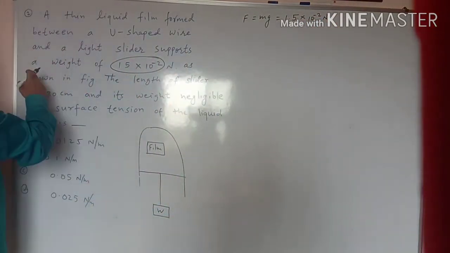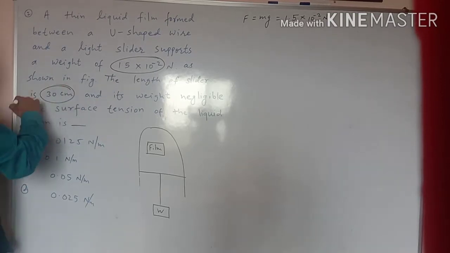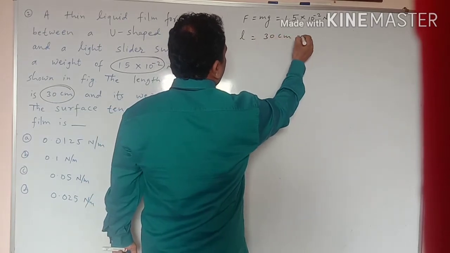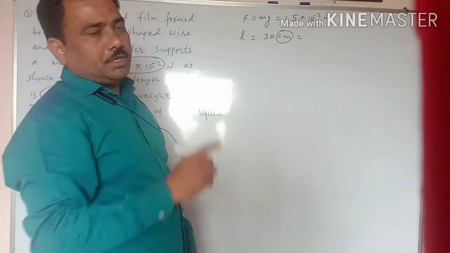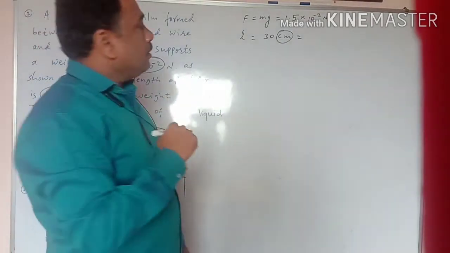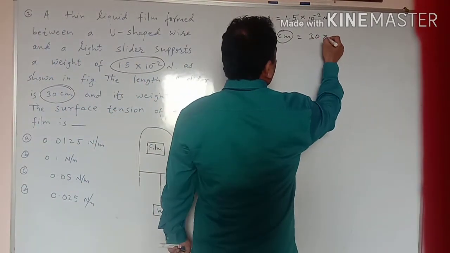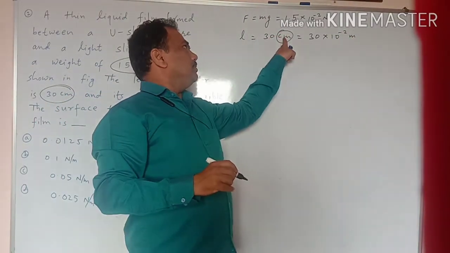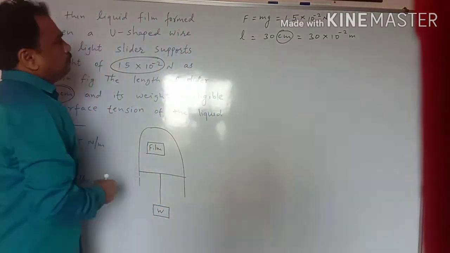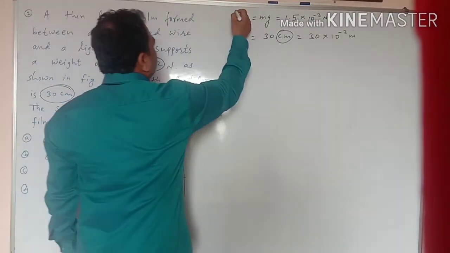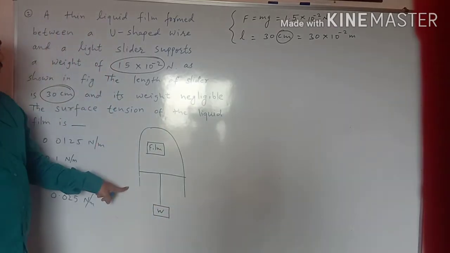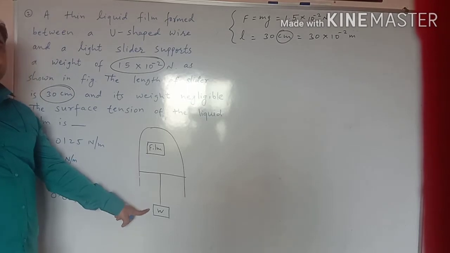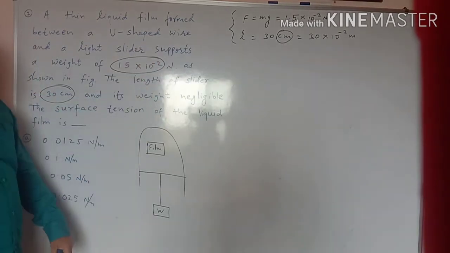Then as shown in figure, the length of slider is given. So length of slider is 30 centimeter. We know instead of centimeter we can put 10 to the power -2. So here we can write 30 into 10 to the power -2 meter. So this is the conversion. Instead of centimeter you have to use 10 to the power -2. So these two things are given to us, and in this figure a liquid film is there, and a weight is given. Weight is 1.5 into 10 to the power -2.